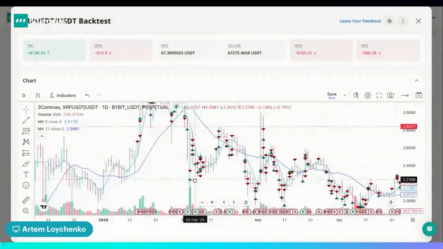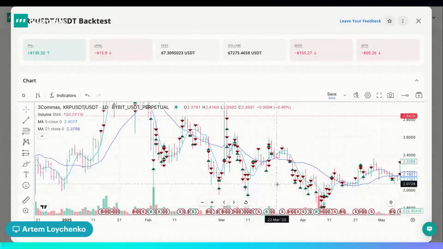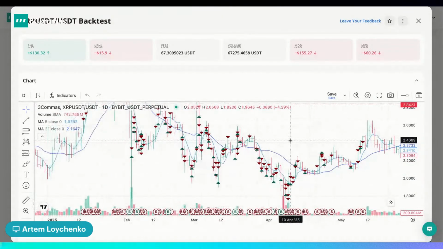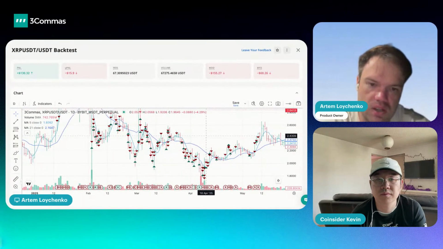So this is one point of the story. So good take profit while we're positive on this period. And another part of the story is again the choosing of the right time for your bot.